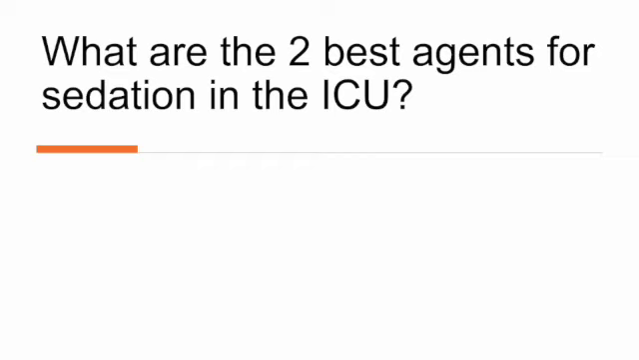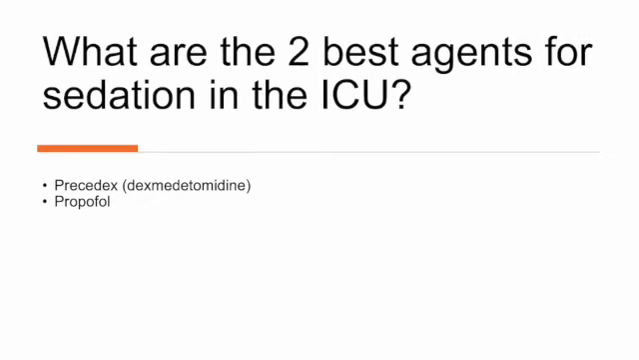So what are the two best agents for sedation in the ICU? The two main ones that we use are Precedex and propofol. And one of the big advantages of these two agents is that they don't have active metabolites that build up. Historically, prior to propofol and Precedex, we used things like benzodiazepines. And the active metabolites of benzodiazepines build up and make it very difficult to wean sedation and to extubate the patient. Benzodiazepine drips are also associated with high rates of ICU-associated delirium.